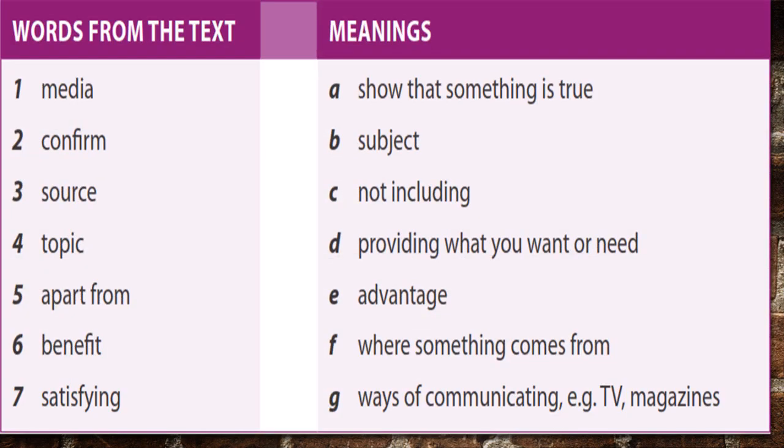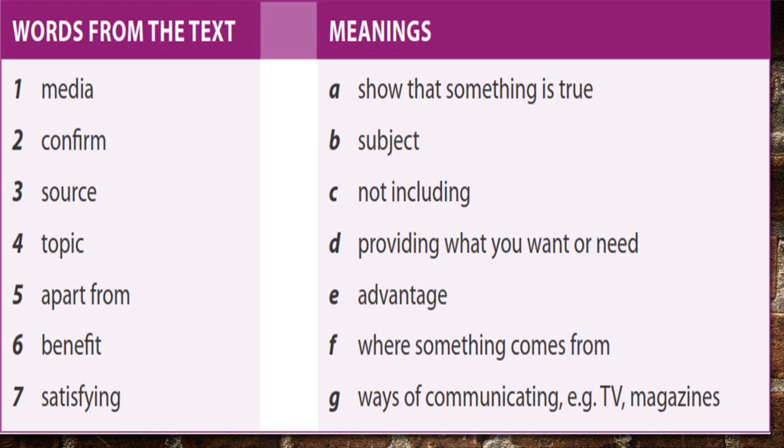We come to the questions. The first question is about vocabulary. Match these words and phrases from the text with their meanings. We have the words media, confirm, source, topic, apart from, benefit, and satisfying, and the meanings: show that something is true, subject, not including, providing what you want or need, advantage, where something comes from, ways of communicating, for example, TV, magazines.